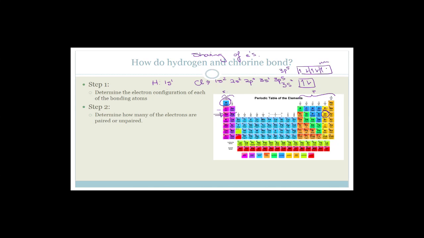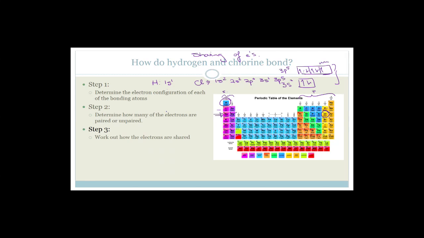So do you see that there is a gap here with the chlorine? So we've got 1, 2, 3 pairs in our last energy level. We've got three pairs of electrons that are lone pairs, and there's going to be one shared pair of electrons, which is this one. This is an unpaired electron, right? So now we have to work out how the electrons are shared.